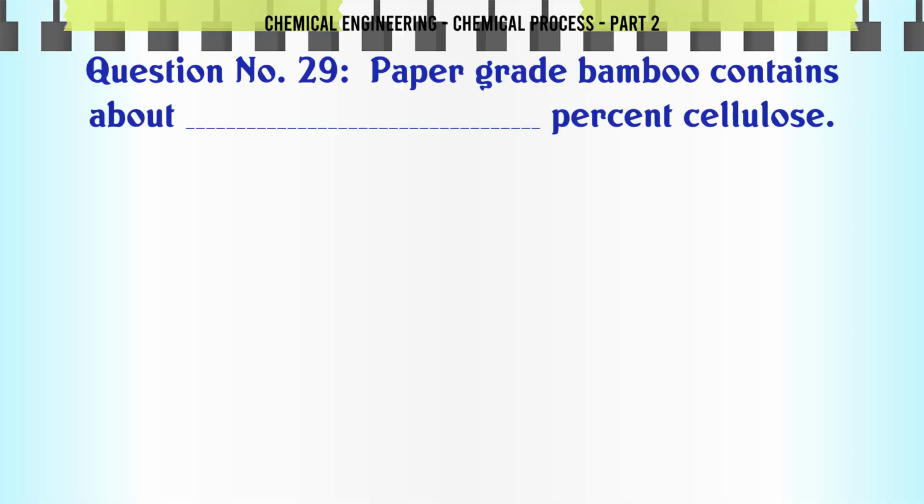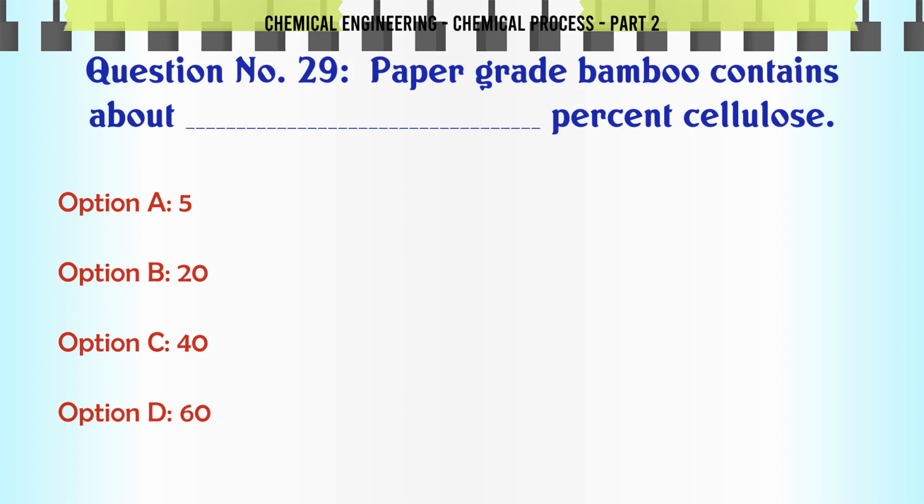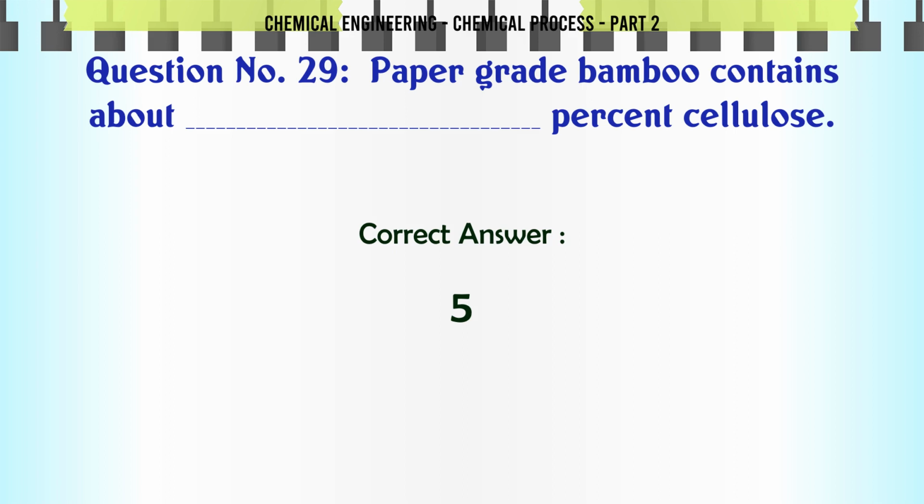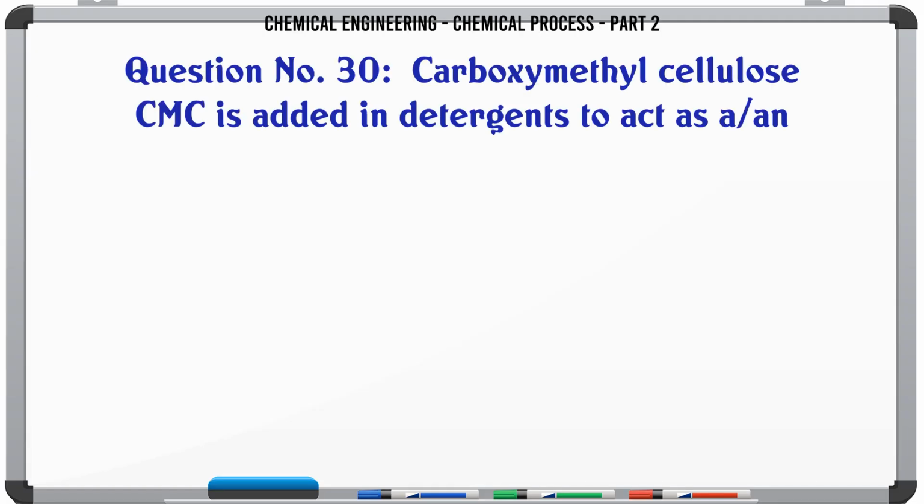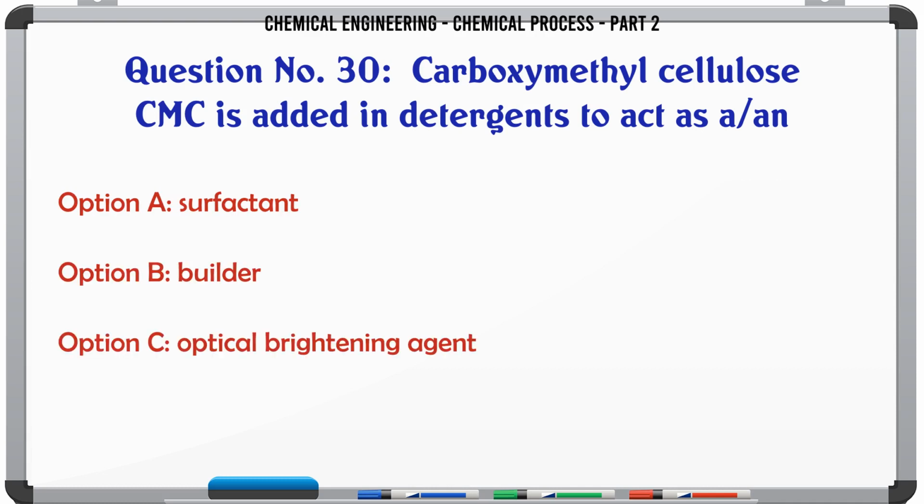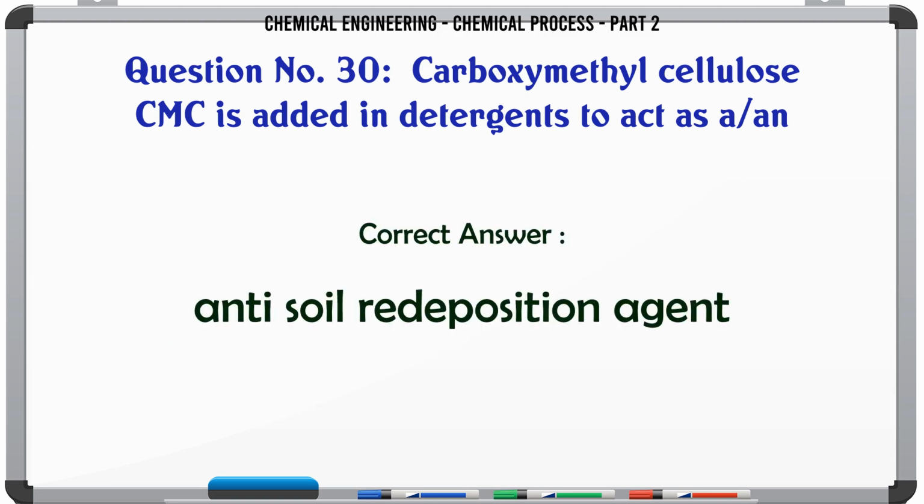Paper grade bamboo contains about % cellulose. A. 5, B. 20, C. 40, D. 60. The correct answer is 5. Carboxymethyl cellulose, CMC, is added in detergents to act as A. surfactant, B. builder, C. optical brightening agent, D. anti-soil redeposition agent. The correct answer is anti-soil redeposition agent.